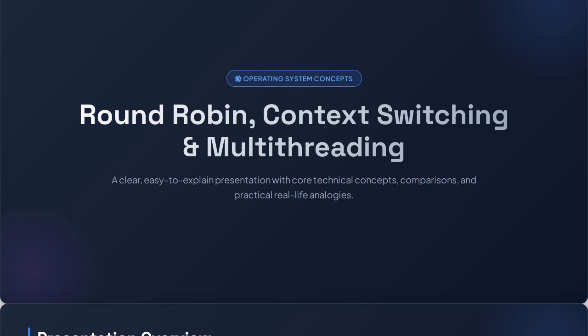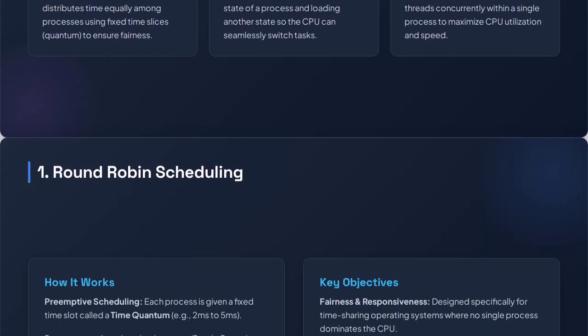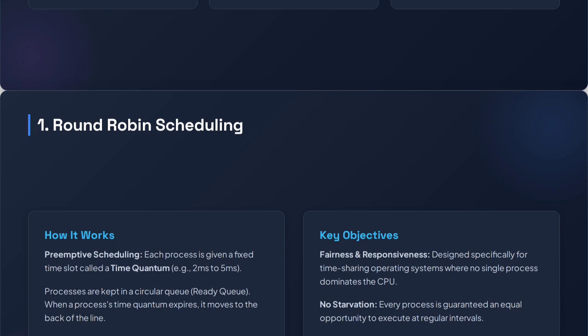I am going to explain three fundamental concepts of operating systems: first, round robin scheduling, context switching, and multi-threading. Let's divide it up step by step. First, round robin scheduling (RR).